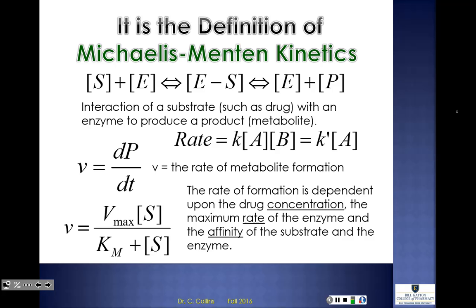So Km here, our Michaelis-Menten constant: in a zero order reaction, a rate constant has units of concentration as a function of time. First order, reciprocal time. Michaelis-Menten has units of concentration, because Michaelis-Menten is between zero order and first order.